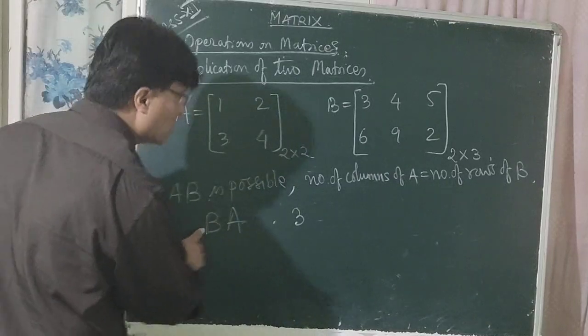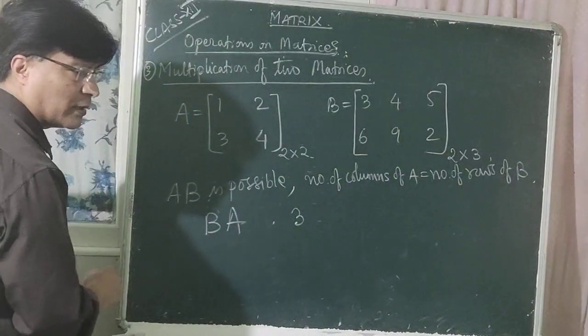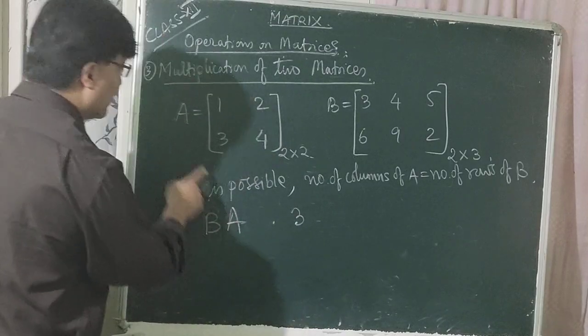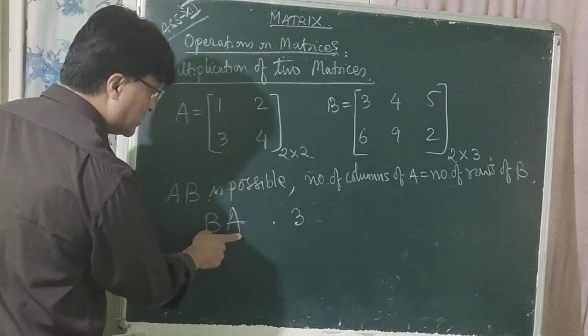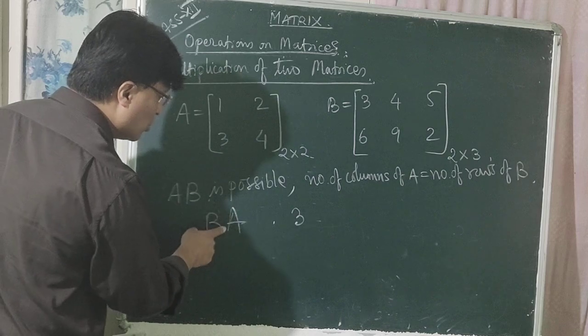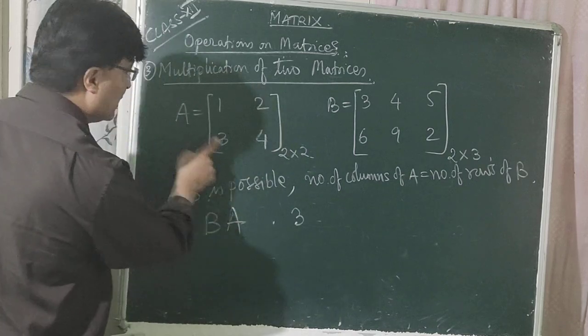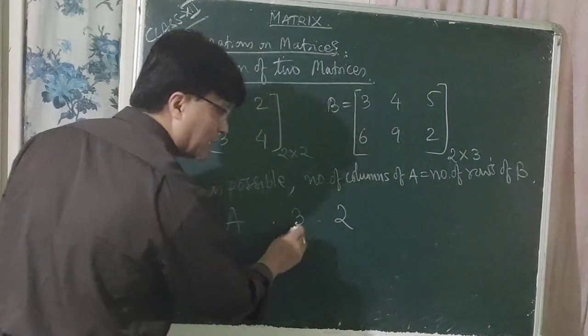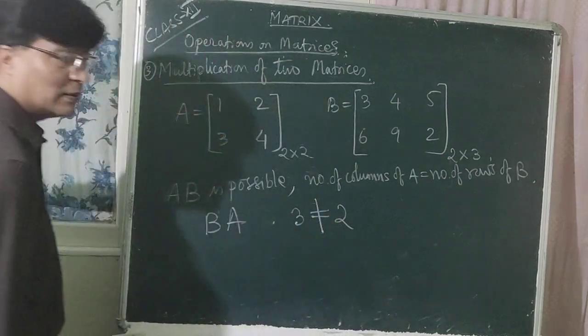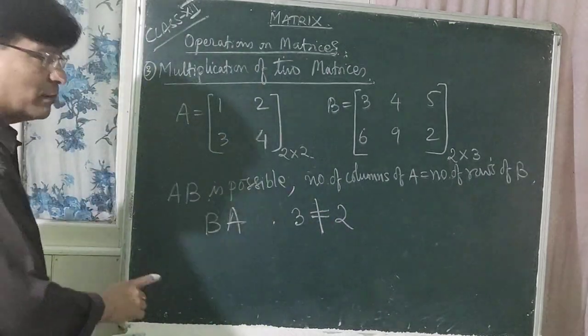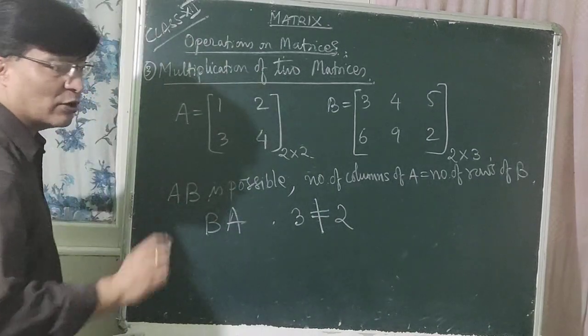Okay. What is the number of columns of B? It is 3. And you have to consider the rows of the matrix A, because A is written in the second one. Okay. So what is the number of rows of A? It is 2. Are they equal? They are not equal. That means the matrix multiplication BA is not possible.